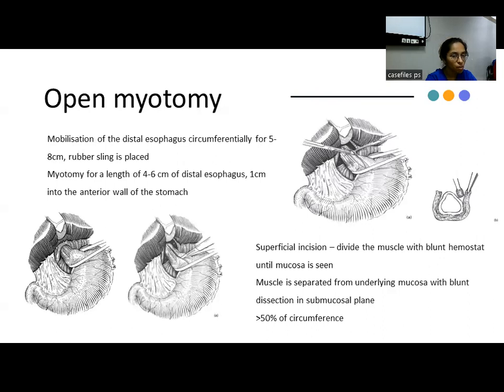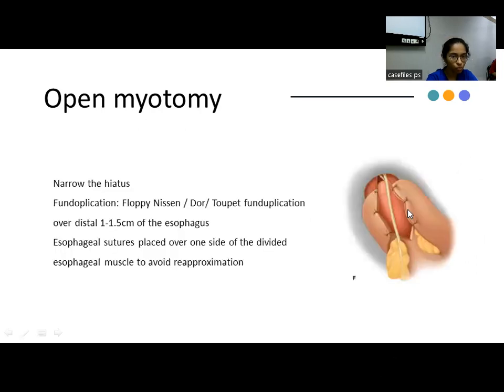The myotomy has to be performed for a length of up to 4 to 5 centimeter, as we discussed earlier, in the distal esophagus, and it has to be extended into the anterior wall of the stomach. And after that, initially the superficial incision will be marked, and after that the muscle has to be separated completely from the underlying mucosa with blunt dissection, and we have to ensure that at least more than 50% of the circumference of the esophagus is free, as is seen in this picture.